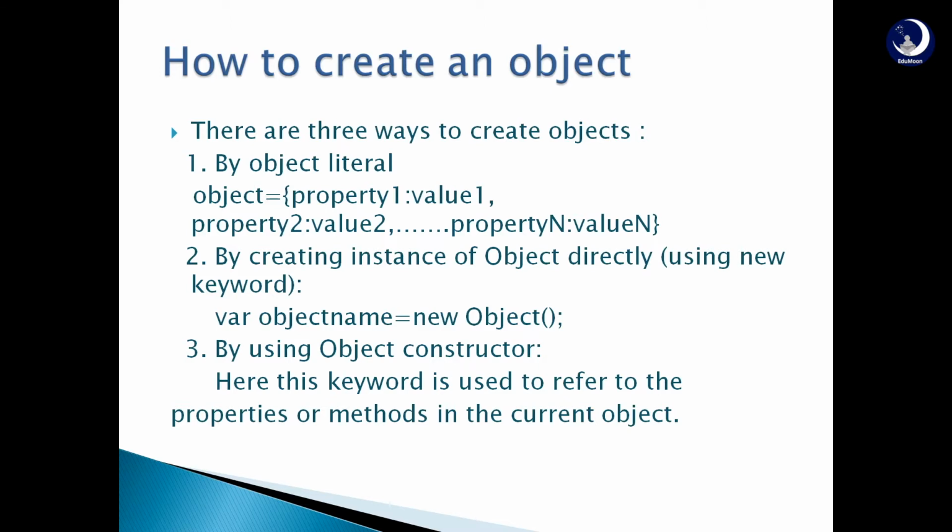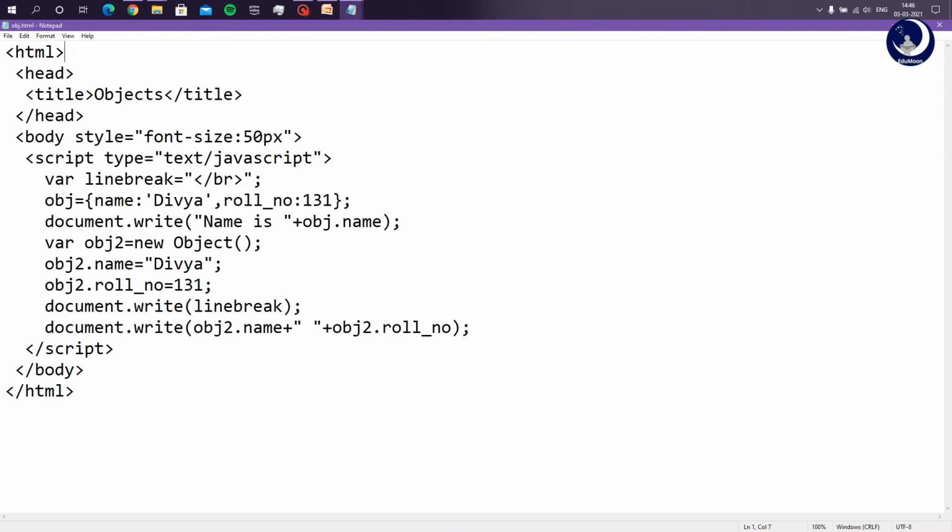Let us get into the examples. This is the first example where an object called obj is defined with a property name with value Divya, and another property roll number with value 131. To access a property and its value of an object, you would use object.propertyname notation. Here, in order to display Divya, I have given object.name.